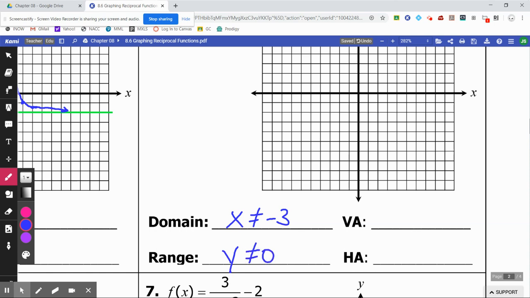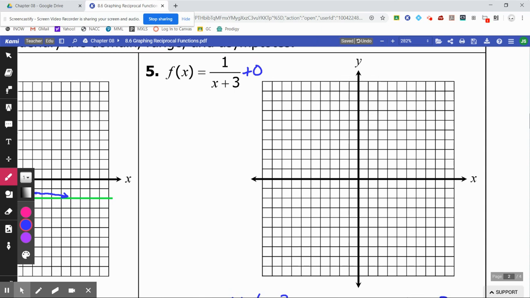Y will never be 0. So therefore, you're going to have a vertical asymptote located at negative 3 and a horizontal asymptote located at 0. And again, the reason that this will never be 0 is because take this fraction.